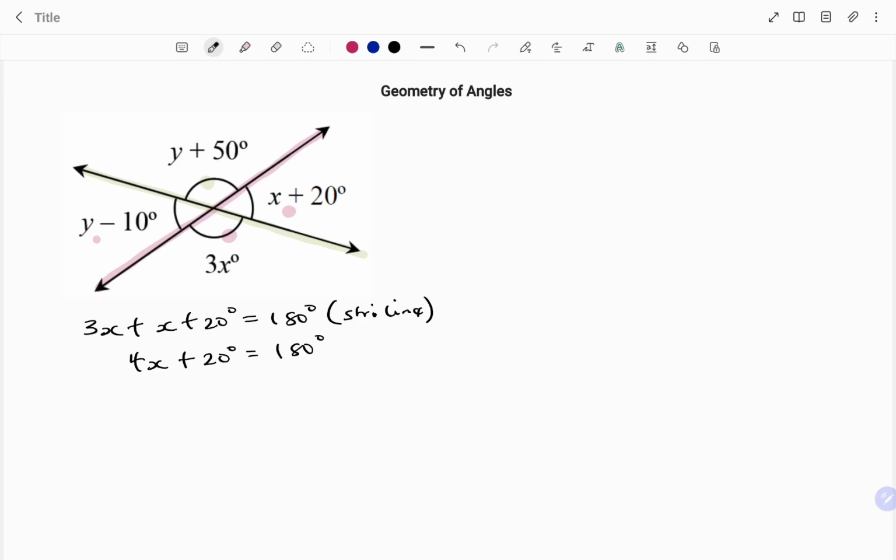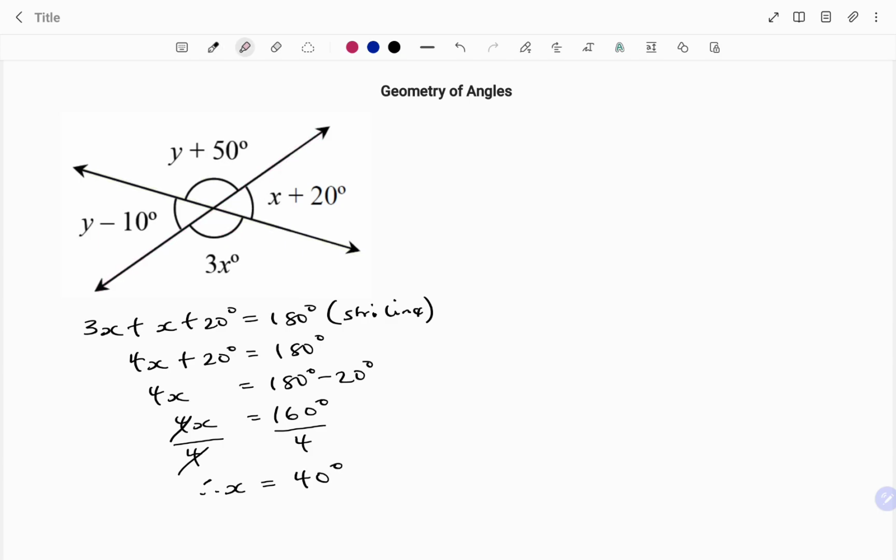Taking my 20 to the other side, I have 4x, it becomes a minus, 180 degrees minus 20 degrees. 4x equals 180 minus 20. That will be 160 degrees. Therefore, dividing both sides by 4, the value of x equals 40 degrees.